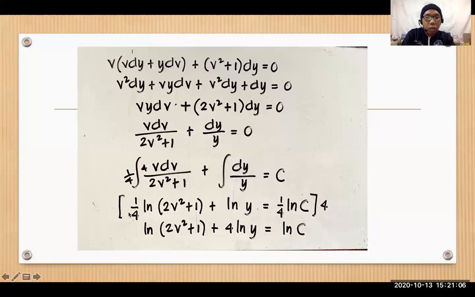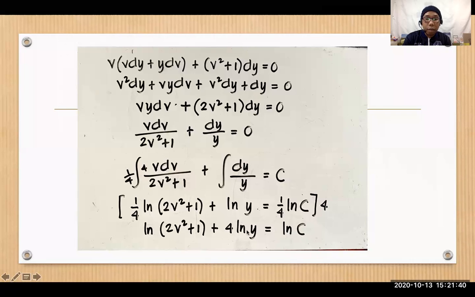Then we have this solution, 1/4 ln of 2v squared plus 1 plus ln of y equals, okay, anong ginawa natin sa c? We can transform c din para ma-simplify natin yung solution. Since common, di ba, in each term yung ln, and we don't want, di ba, a fraction or constant na 1/4 dito. So kaya may 1/4 na rin tayo dito. And then we multiply both sides by 4 para matanggal natin yung 1/4 dito. Pero magkaroon ka naman ng 4 na coefficient sa second term mo. So 4 ln of y equal to ln of c.